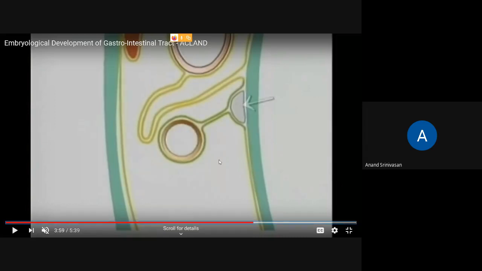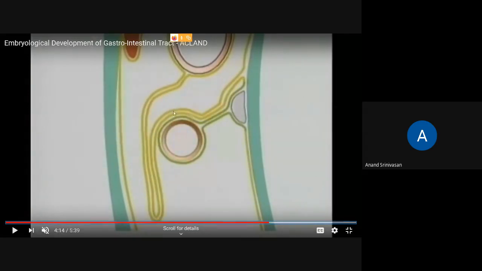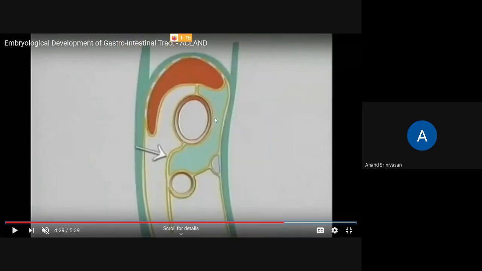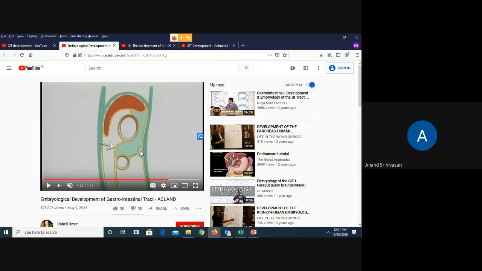Now this is because of the union between the greater omentum, the dorsal mesentery and the mesocolon. The dorsal mesentery and the colon, and this is the lesser sac. Sir, the white thing is the kidney? No, that is the pancreas. This is the stomach, liver, transverse colon.